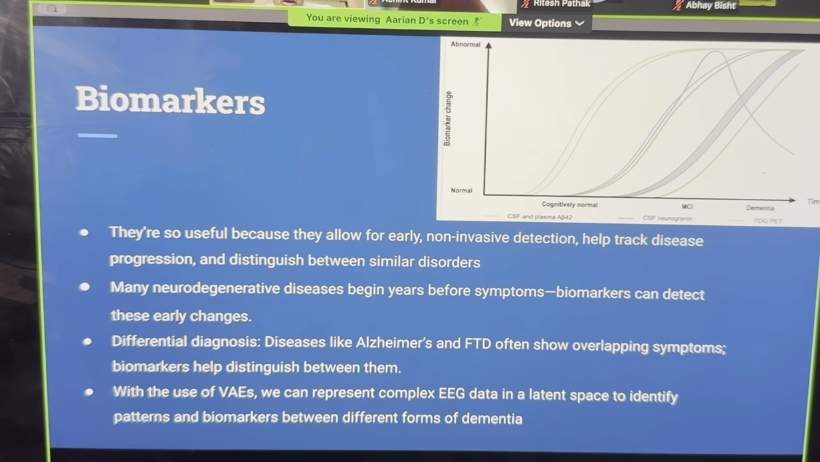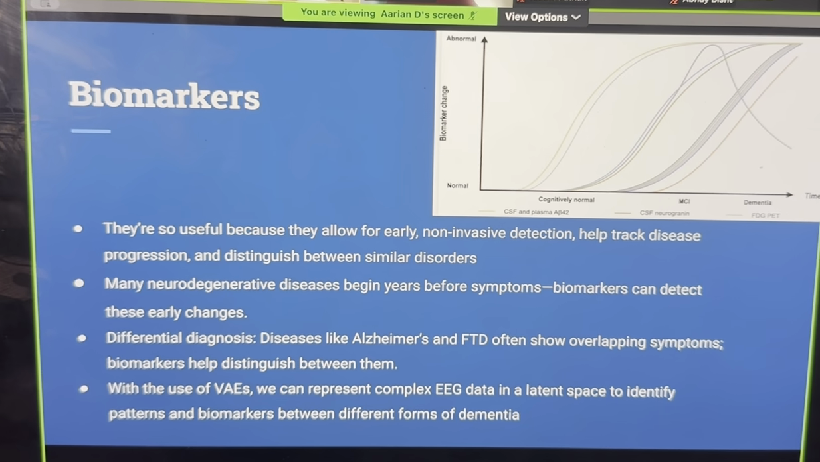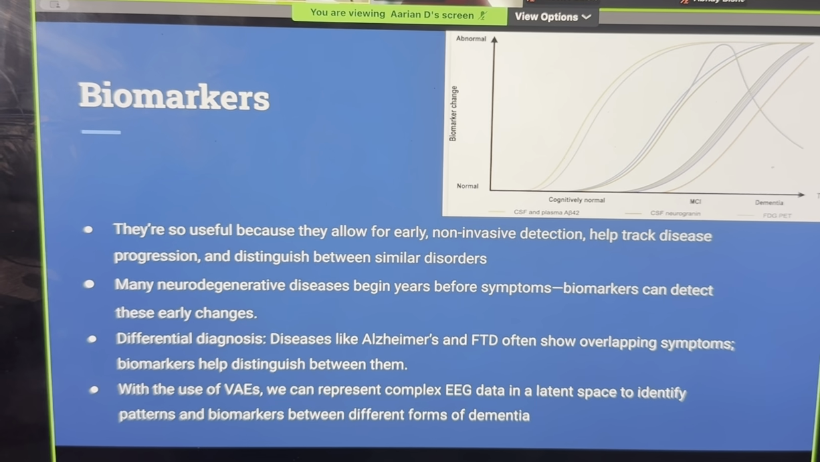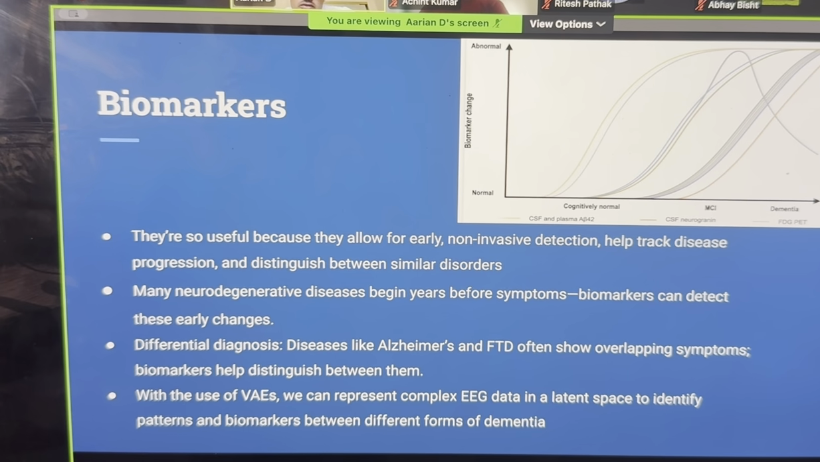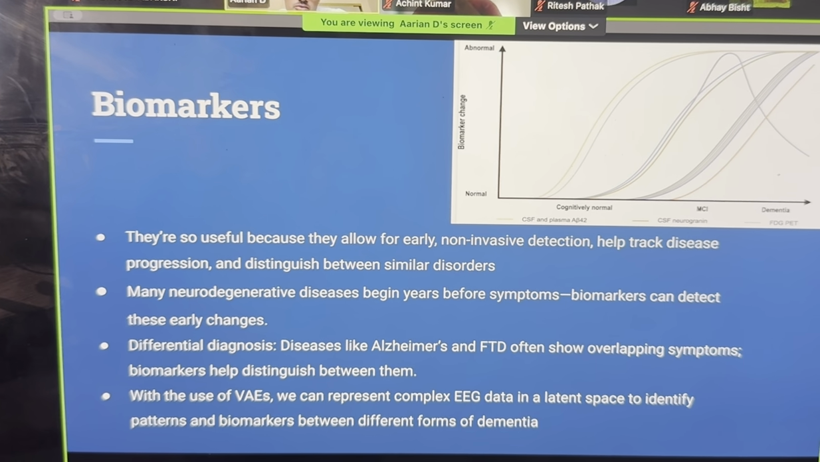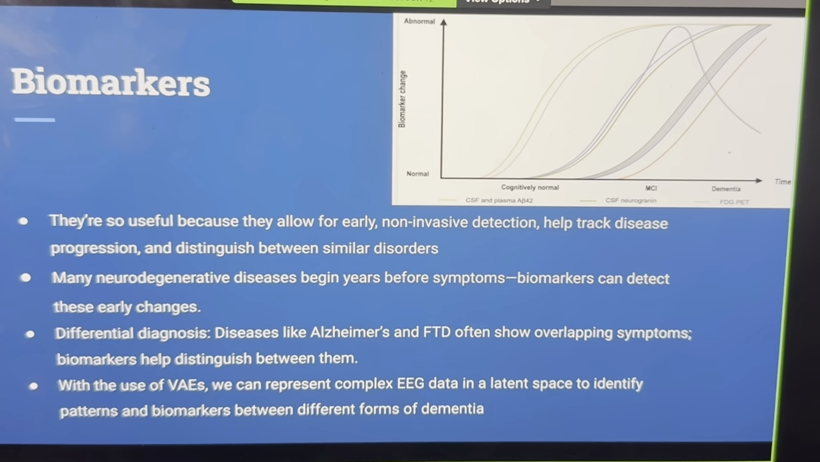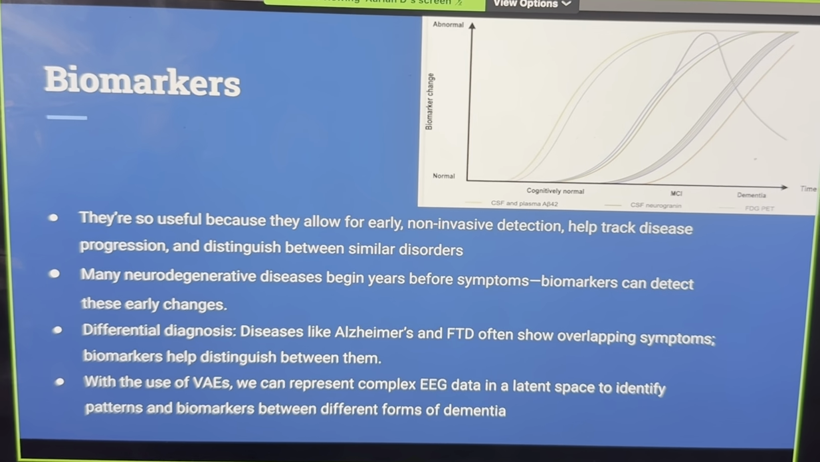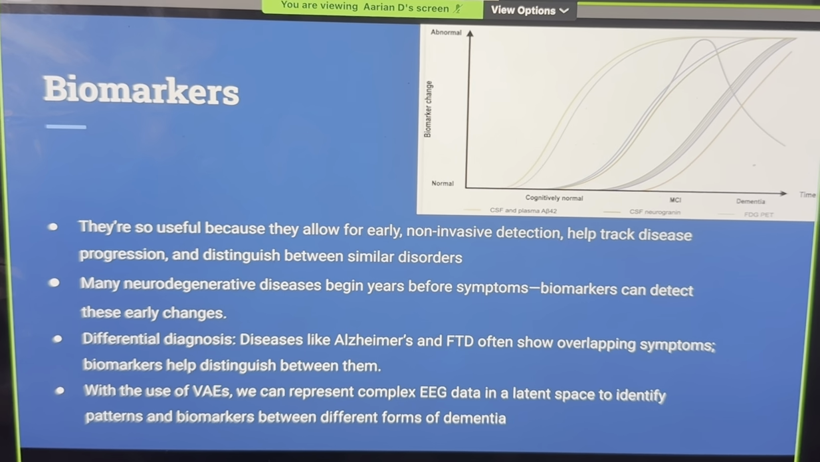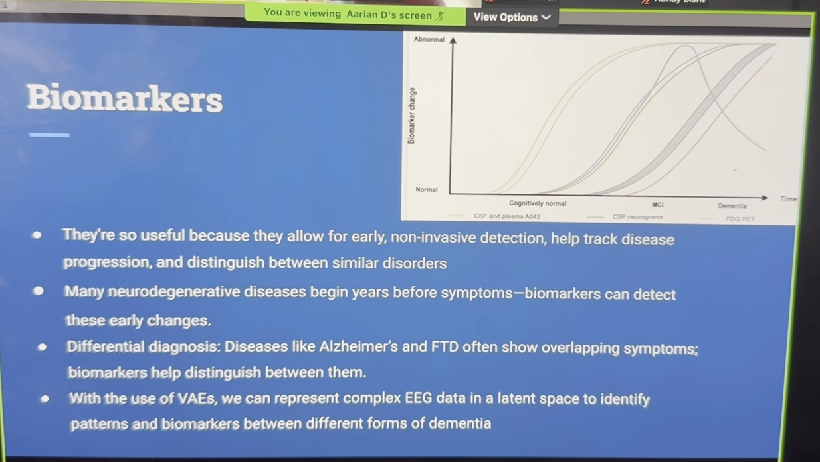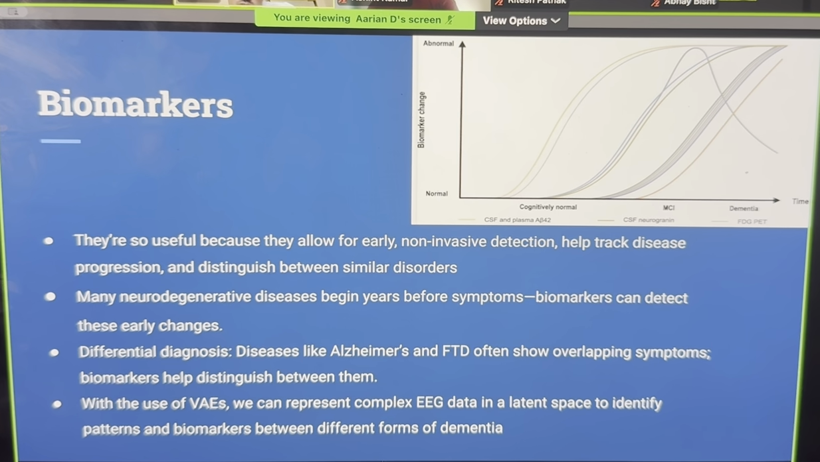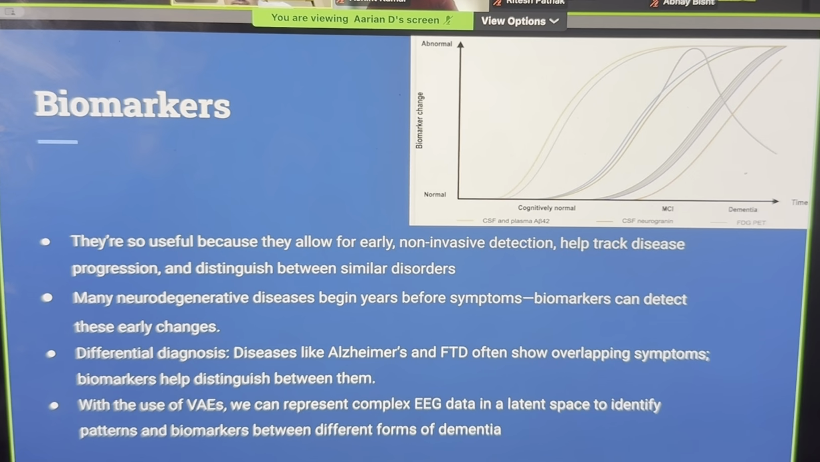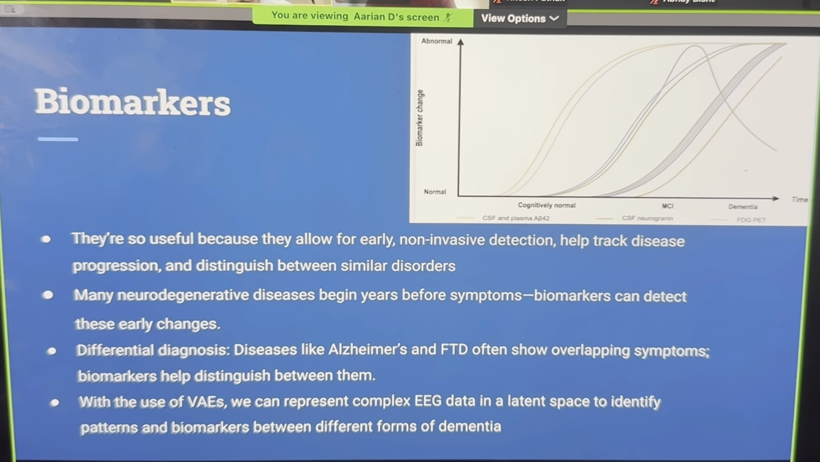Biomarkers are early changes in life that can showcase a change biologically or physically. They're useful because they allow for early detection and help track disease progression. Many neurodegenerative diseases begin years before symptoms, and biomarkers can detect these. For differential diagnosis, diseases like Alzheimer's and frontotemporal dementia often have overlapping symptoms, and biomarkers can help distinguish between them.